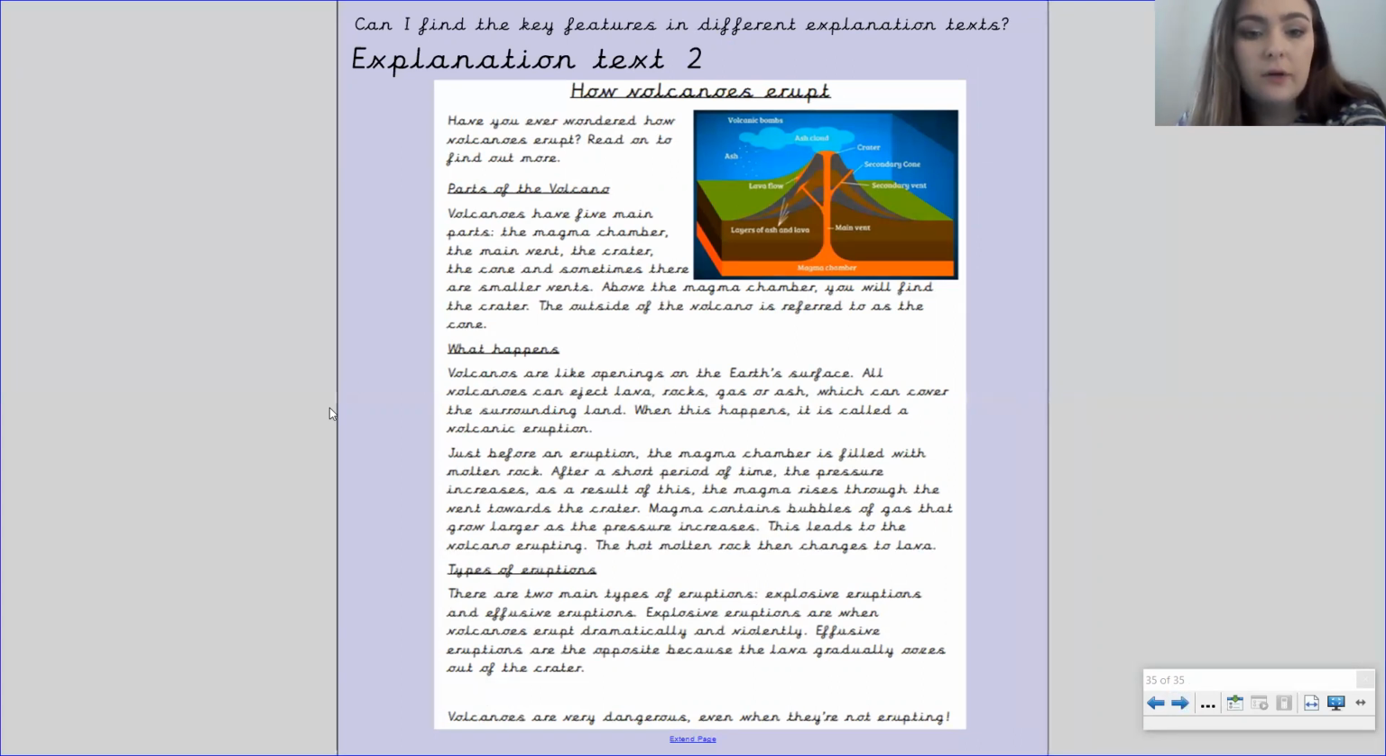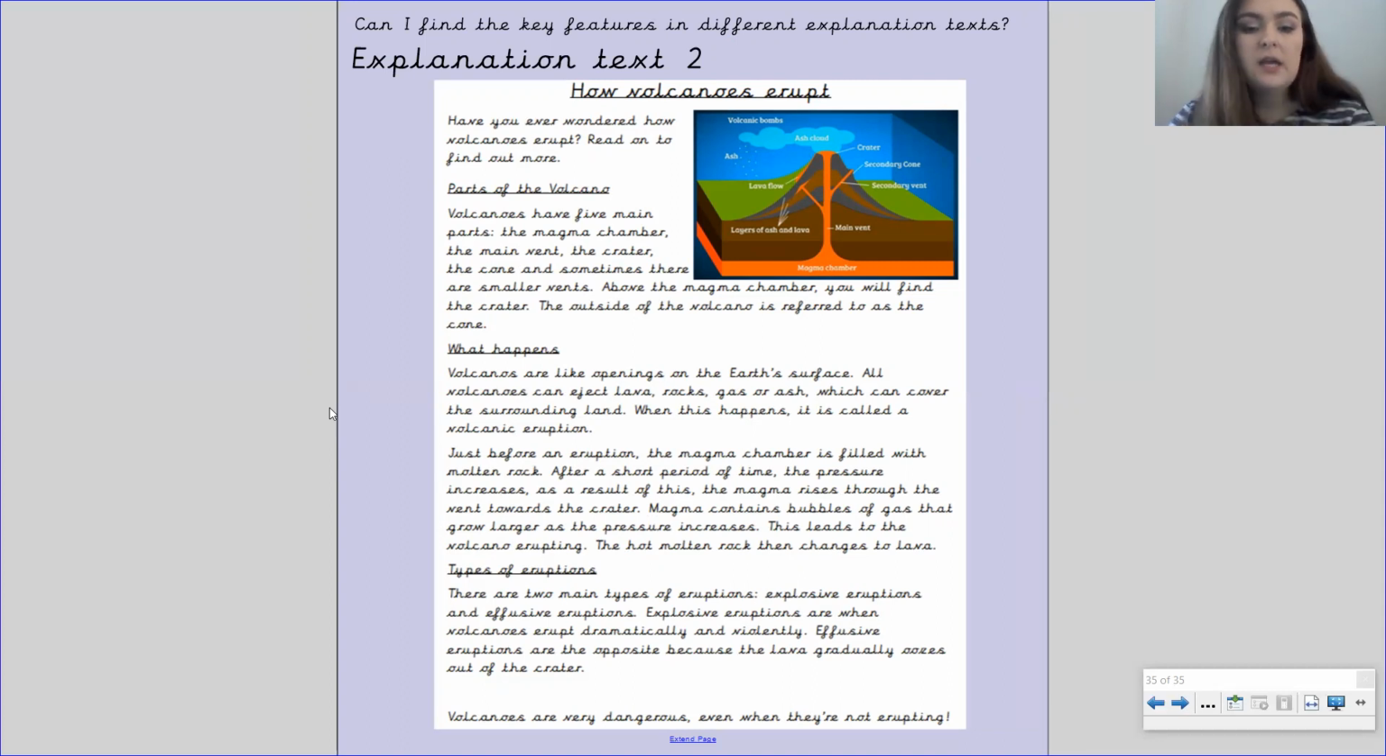What happens? Volcanoes are like openings on the Earth's surface. All volcanoes can eject lava, rocks, gas, or ash, which can cover the surrounding land. When this happens, it is called a volcanic eruption. Just before an eruption, the magma chamber is filled with molten rock. After a short period of time, the pressure increases. As a result of this, the magma rises through the vent towards the crater. The magma contains bubbles of gas that grow larger as the pressure increases. This leads to the volcano erupting. The hot molten rock then changes to lava.